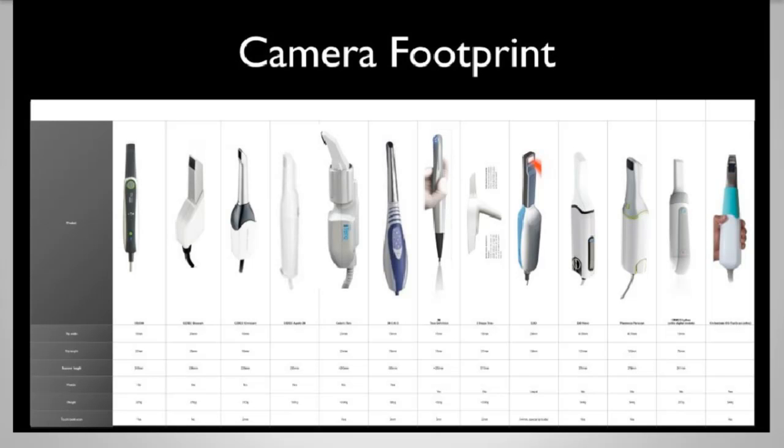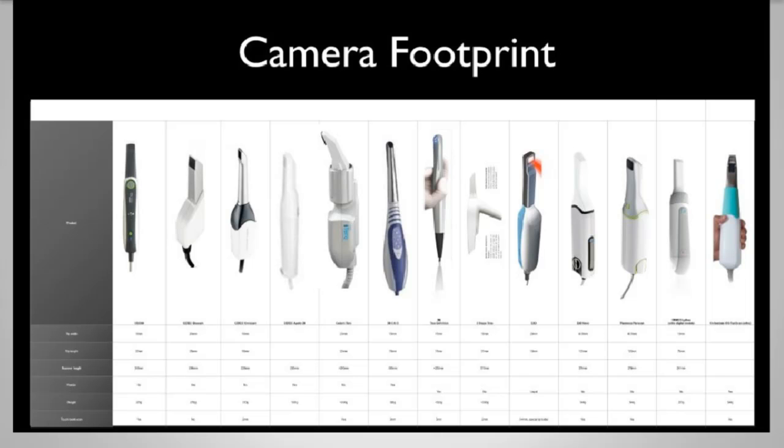Another decision you have to make as a practitioner is to say, well, what system feels comfortable in your hands as well as maybe your staff's hands? Because in today's day and age, your staff may be involved in scanning the opposing dentition or any area that's not the preparation, and you may be involved in scanning only the prep.